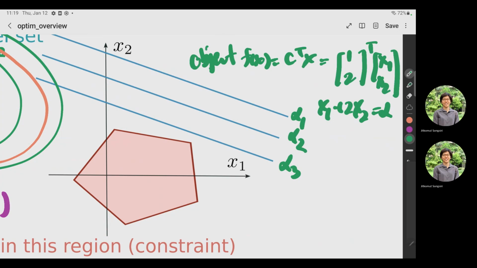Suppose the constraint looks like this, a pentagon. Mathematically, we're going to see later, this is called a polyhedron. A polyhedron is an intersection of a bunch of hyperplanes, okay? Now, what do we do with this? Optimization is that, can you find x that lies in the pentagon where it still minimizes my objective function, which is linear in this example?